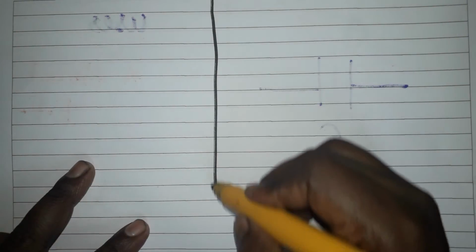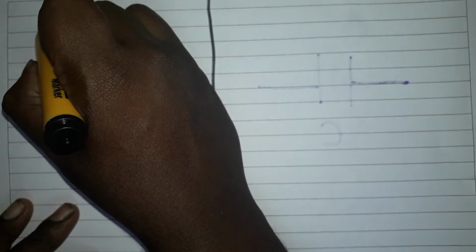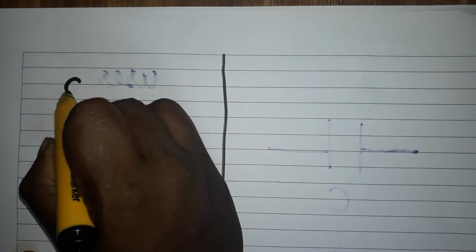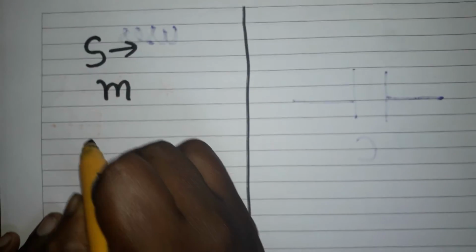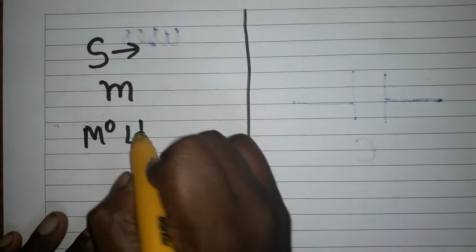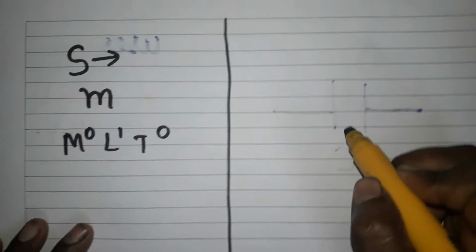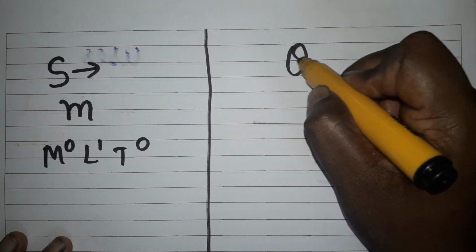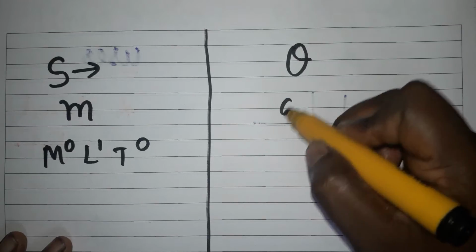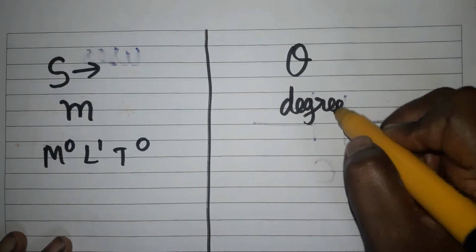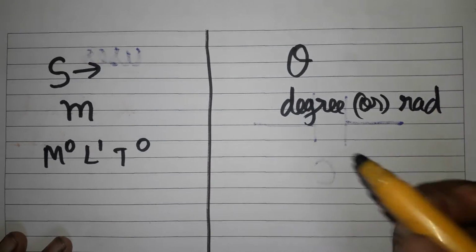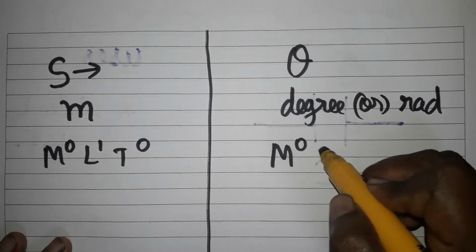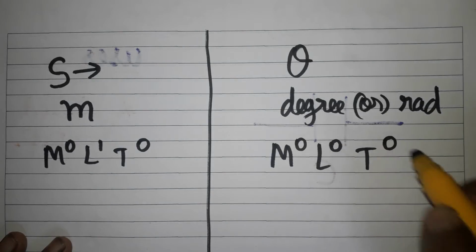The first comparison: in linear motion, s is the displacement. The unit of s is meter, and the dimensional formula is M power 0, L power 1, T power 0. In rotational motion, theta: what is the unit of theta? Whether it is degree or radian, we take it as radian. So there is no dimension, M power 0, L power 0, T power 0.